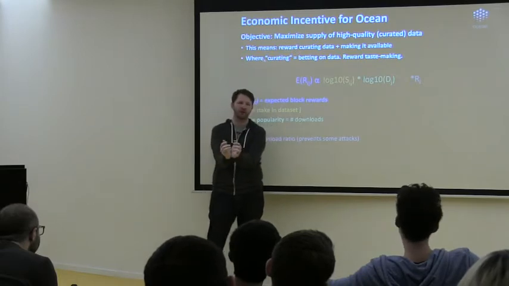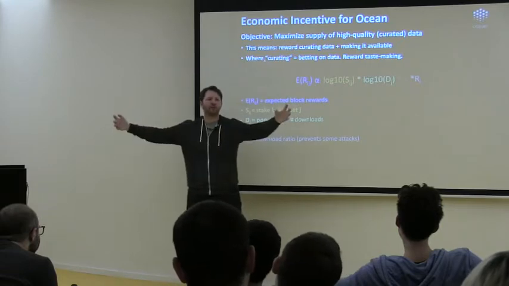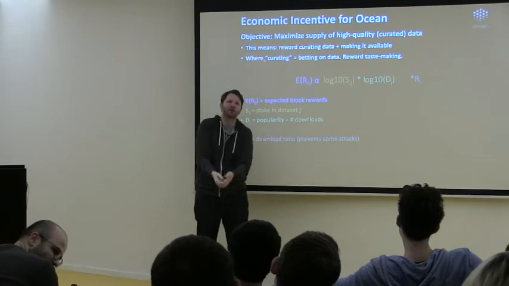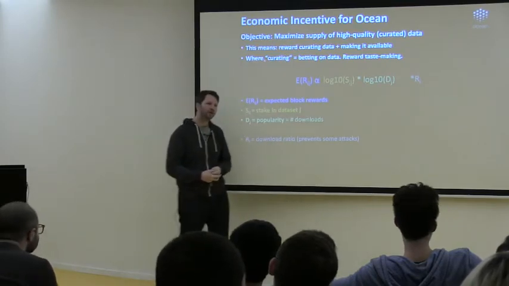So if there's a super popular data set and 1,000 people are betting on it, they're all incentivized to serve it up so that they get their block rewards. Whereas if there's one really crappy data set that no one cares about, no one is serving it up, or maybe one person, right? So it's automatic CDN. The second question is, yeah.